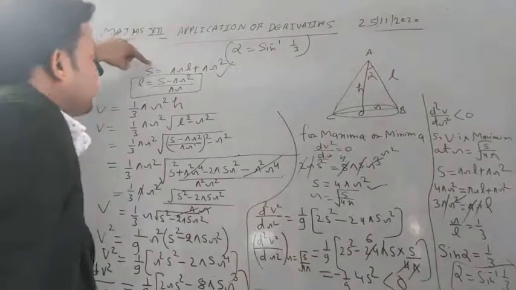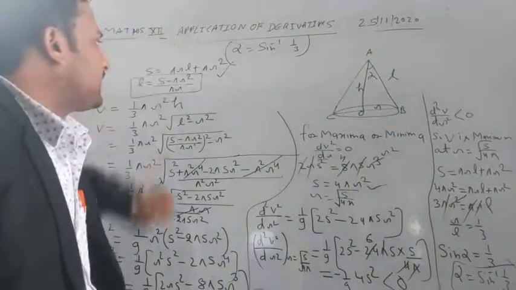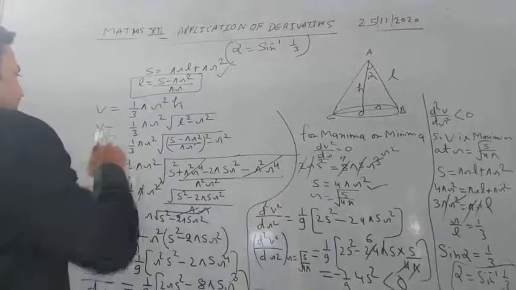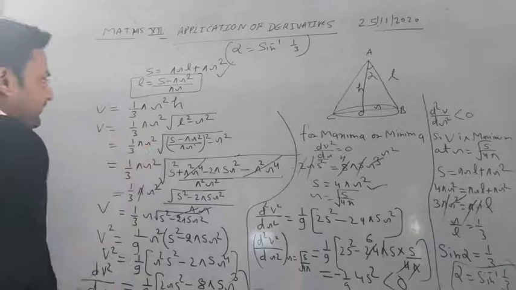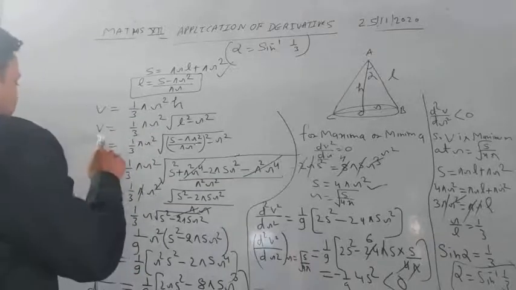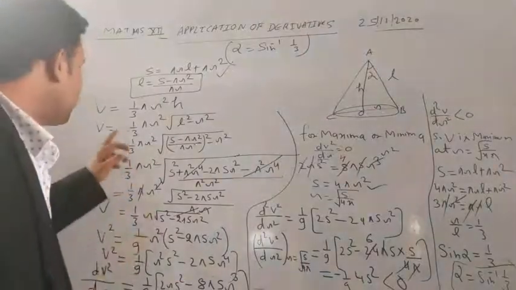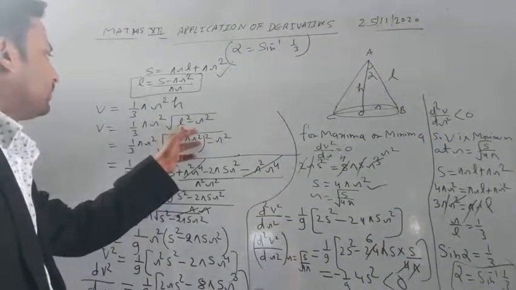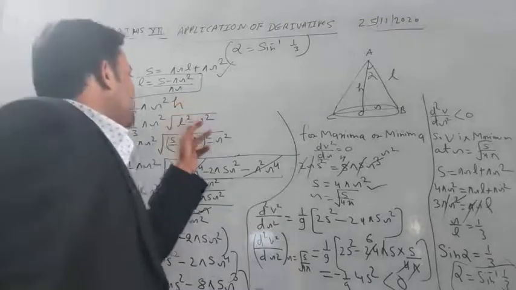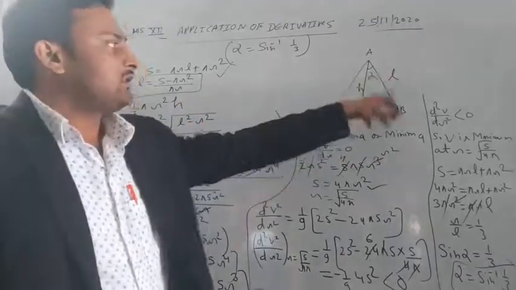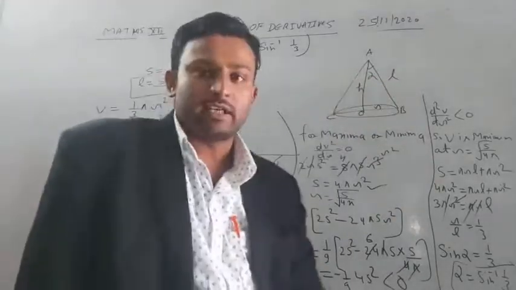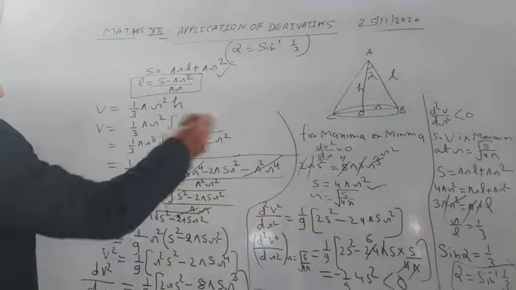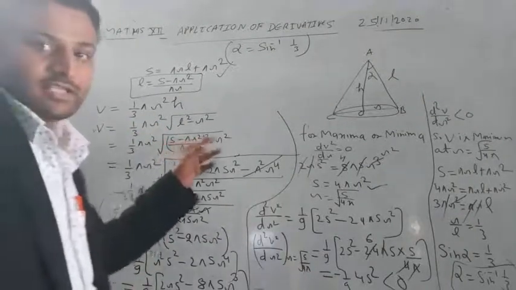So total surface area S is what? Pi r l plus pi r square. So l will be S minus pi r square by pi r, and V is equal to 1 by 3 pi r square h. So V is equal to 1 by 3 pi r square under root, and h is what? h is under root l square minus r square. We know that l square is h square plus r square. Now put the value of l here: 1 by 3 pi r square under root of (S minus pi r square).